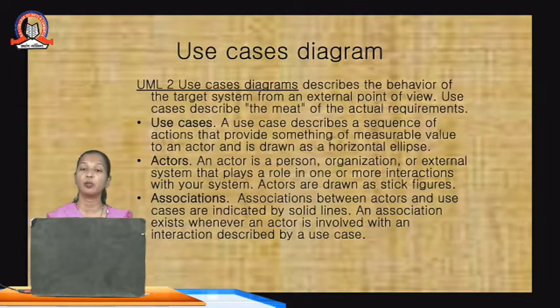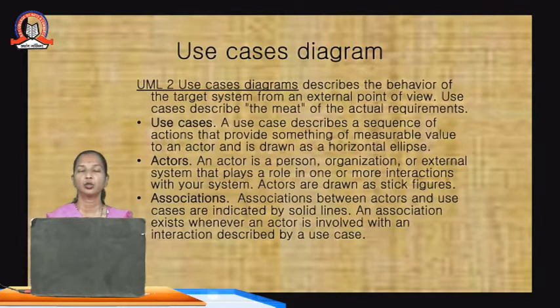The next diagram is called the use case diagram. It describes the behavior of the target system from an external point of view. Use cases describe the meat of the actual requirement. A use case describes the sequence of actions that provide something of measurable value to an actor. An actor is a person, an organization, or an external system that plays a role in one or more interactions. Associations between the actors and the use cases are indicated as solid lines.